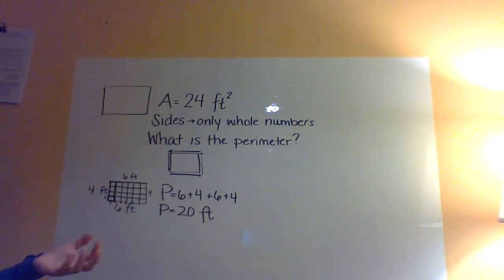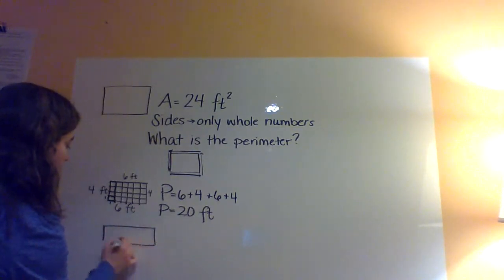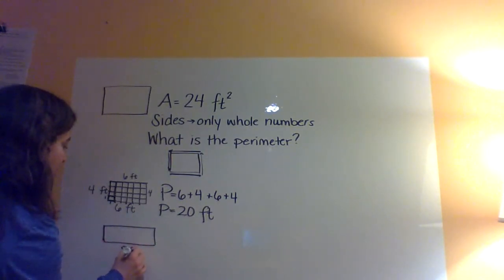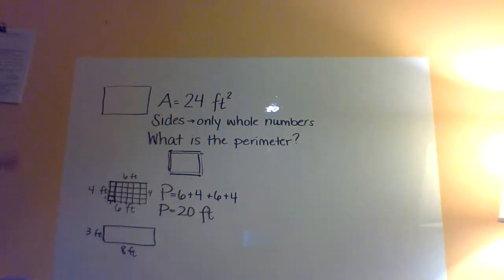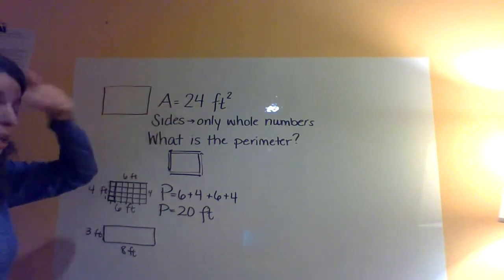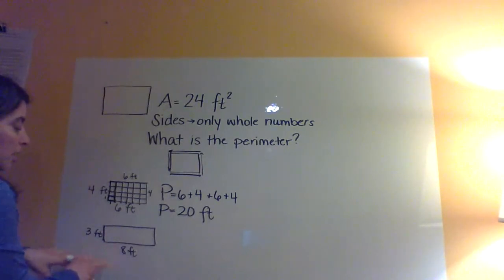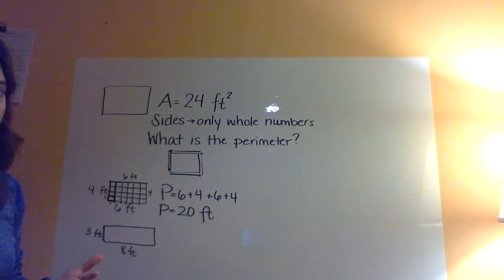No. Maybe you came up with a different one, right? Another one we came up with in class was 8 feet by 3 feet. It's a little bit narrower, a little bit wider, a little bit shorter, a little bit wider. How do we know that 8 and 3 works? Well, because 8 times 3 is also 24. So you could also make a garden that's 8 feet by 3 feet. That still has an area of 24 square feet.